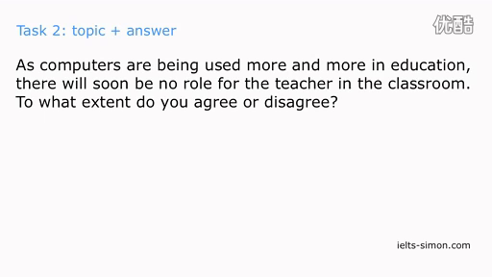Let's have a look at Task 2. As I said, I write 2 sentences, I introduce the topic, then I answer the question in a simple way. Here's an example question for Task 2. As computers are being used more and more in education, there will soon be no role for the teacher in the classroom. To what extent do you agree or disagree?